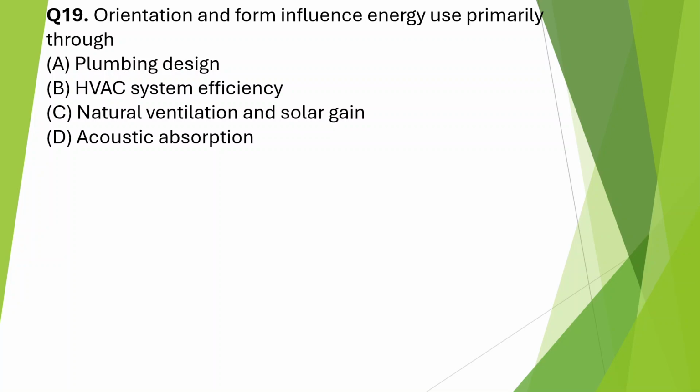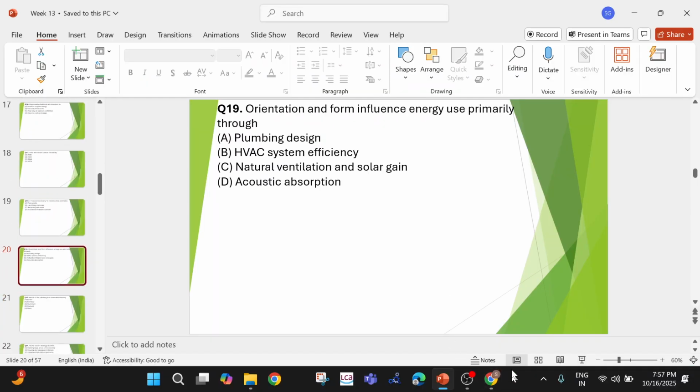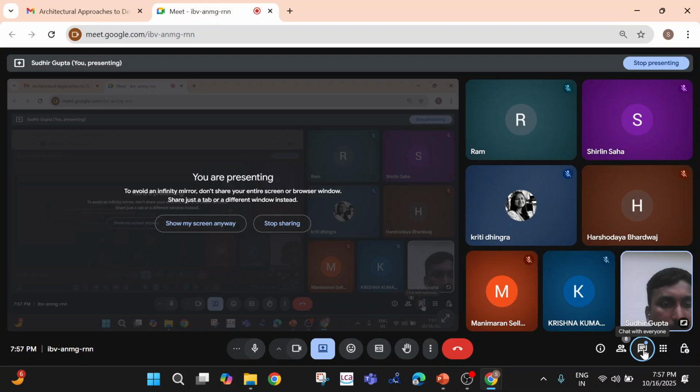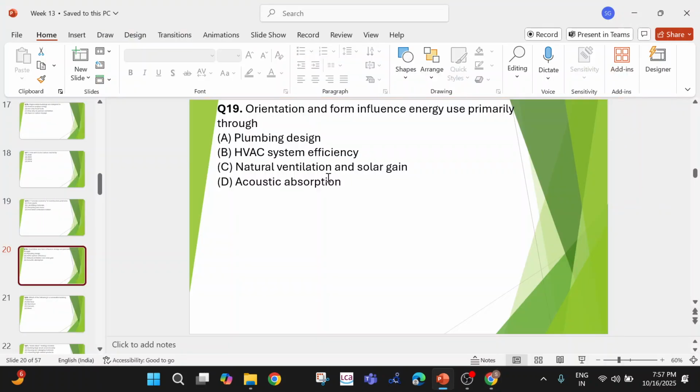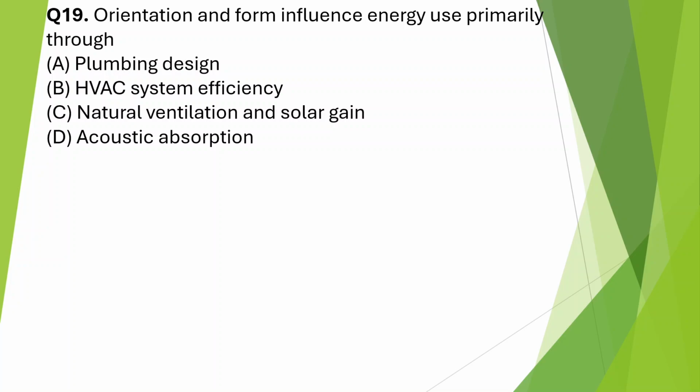So whoever wants to add their answers, they can add their answers in the chat box. Yeah, Kirti, all of them are very active and they have given the answers. Within 1 minute of time span, all of them have given the answer, and all of you are absolutely correct, guys. It's 19C, natural ventilation and solar gain.